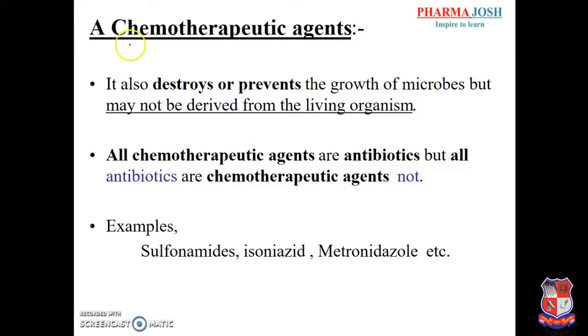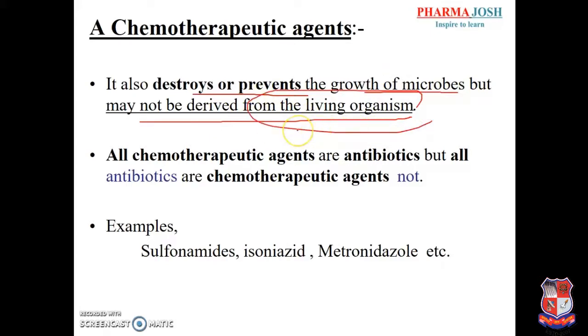Next, what is the chemotherapeutic agent? A chemotherapeutic agent also destroys or prevents the growth of microbes but is not derived from a living organism. You should remember that these agents destroy or prevent the growth of microbes but are not derived from living organisms, whereas antibiotics are derived from microorganisms as well as in synthetic form.